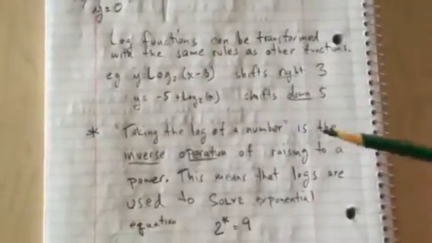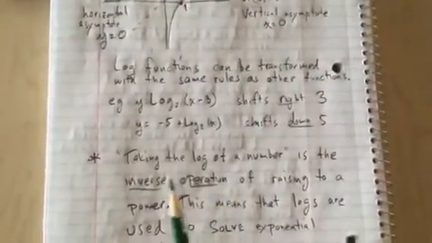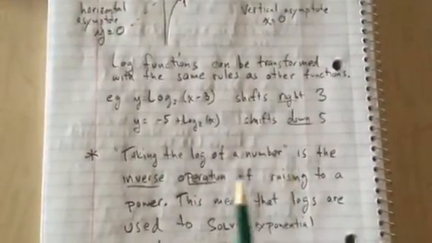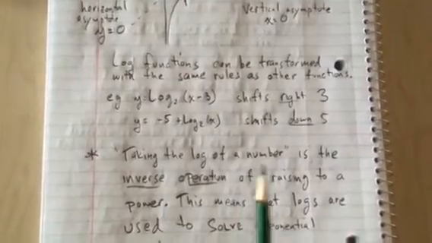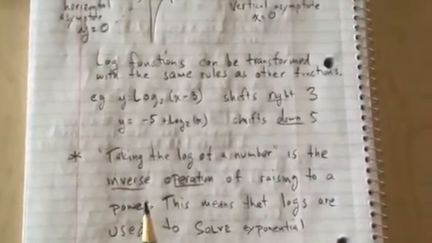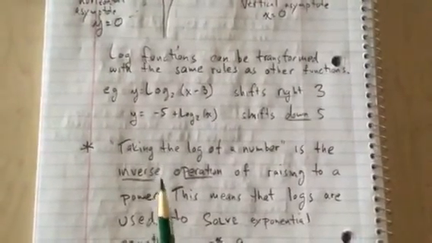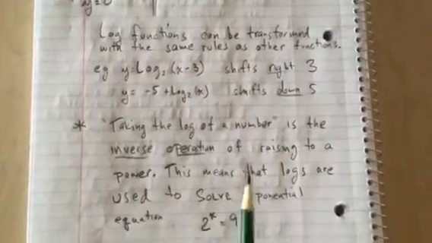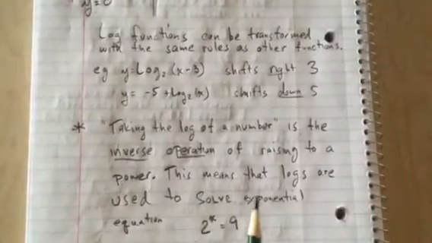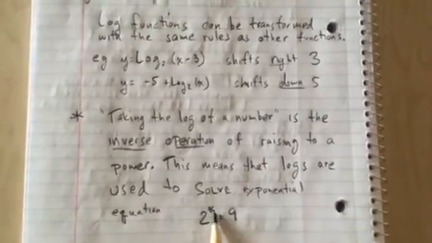Now, another important thing about a log is that a log function, since it is the inverse of an exponential function, means that taking the log of a number is a mathematical operation that happens to be the inverse operation of raising to a power, or exponentiating, which is actually what that's called. So taking the log is the inverse of raising to a power. This means that if you have an exponential equation, you can undo that exponentiation by taking the log.